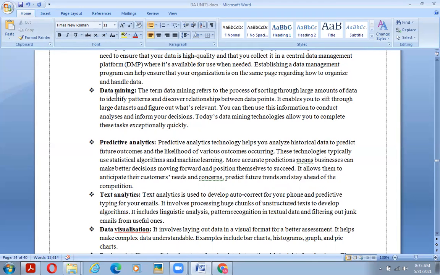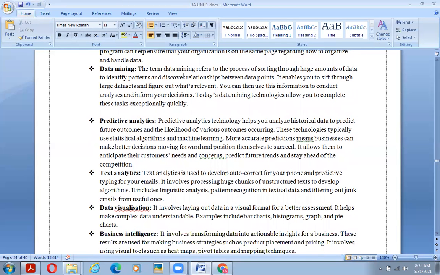data mining. The next term is data mining. What does data mining do? The term data mining refers to the process of sorting through large amounts of data to identify patterns and discover relationships between the data points. It enables you to sift through large data sets and figure out what is relevant. Then use this information to conduct analysis and inform decisions. Data mining technology allows us to complete these tasks exceptionally quickly.